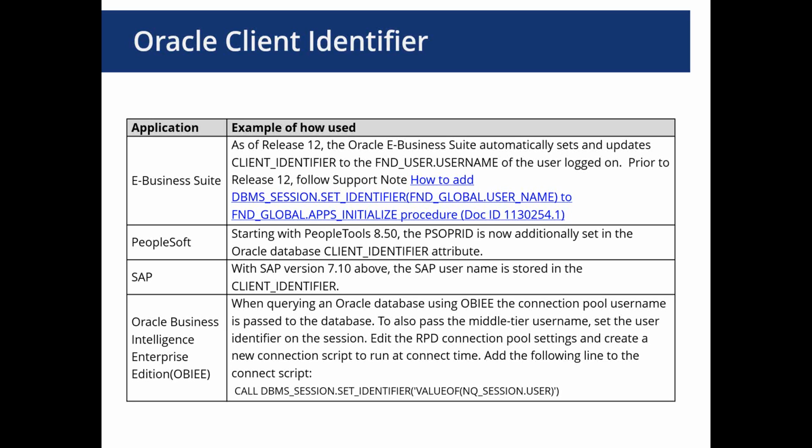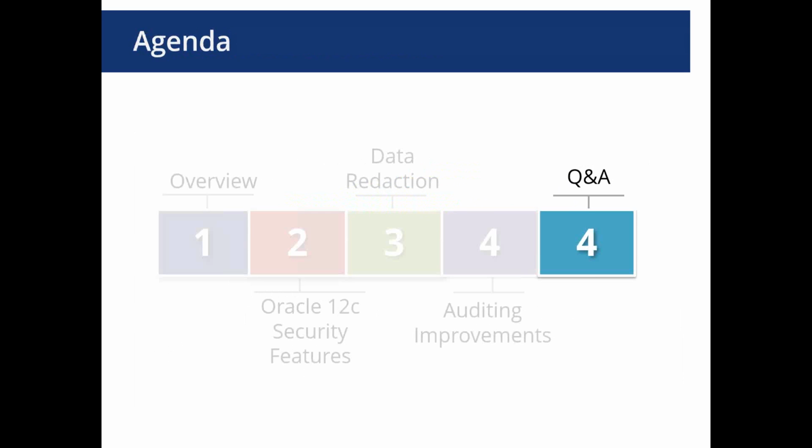Through this client identifier, you'll know specifically the human being who did that. And you can see here that not only is the e-business suite taking advantage of that, but it's also been standardized with PeopleSoft, SAP, and you can also do this with OBIEE. So I just want to throw this slide in here and make sure that's well shared, because it's a very, very good and powerful feature.